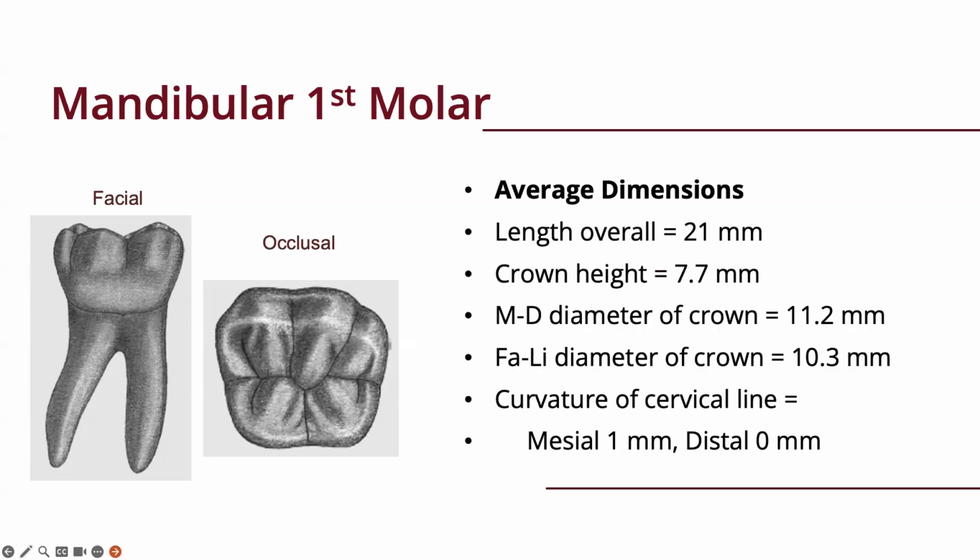Its average dimensions include an overall length of 21 millimeters, a crown height of 7.7 millimeters, a mesial distal diameter of the crown of 11.2 millimeters, a facial lingual diameter of the crown of 10.3 millimeters, and the curvature of the cervical line is 1 millimeter on the mesial and 0 on the distal.